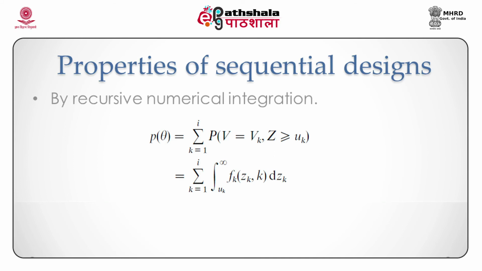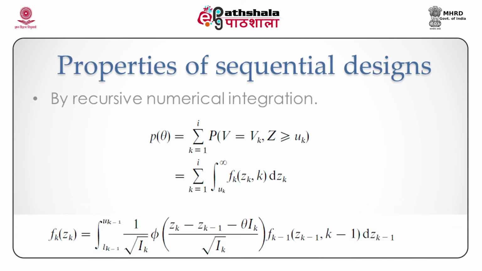equal to 1 to I, integral from uk to infinity of fk(zk) dzk, where fk(zk) is given by the integral from lk-1 to uk-1 of root(Ik/Ik-1) times phi of (zk - zk-1 - theta Ik)/root(Ik) times fk-1(zk-1) dzk-1. So, as you can see from this integral, the numerical integration needs to be performed recursively.